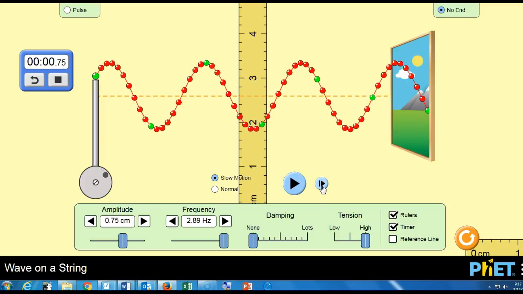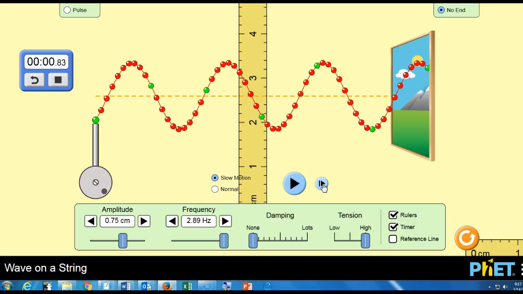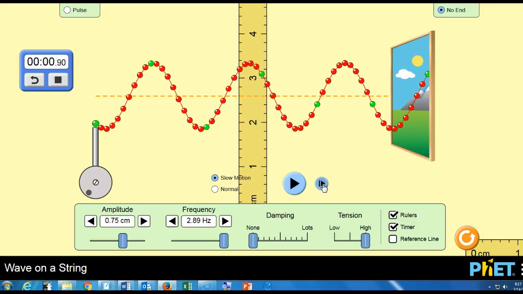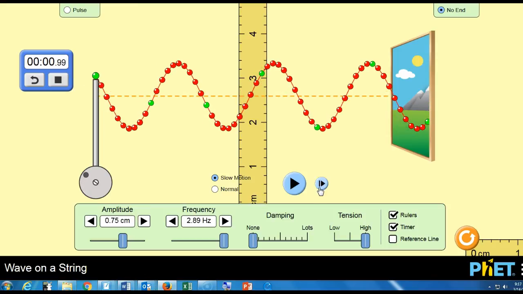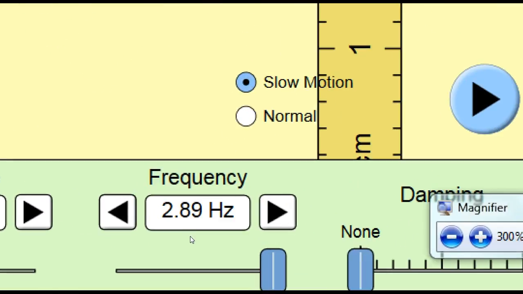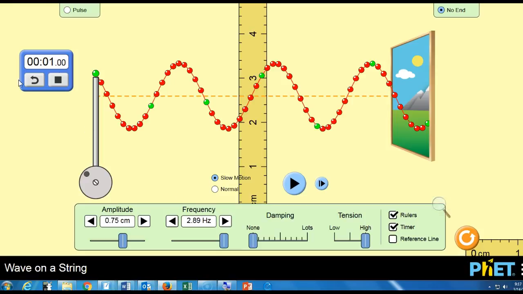So I'm going to step forward. There's a lot of clicks. Maybe I started clicking too early. Okay, in 1 second, we made 2. We're on the third. So what is that, 2.9? Yeah, the frequency is 2.9, because it says right there, 2.89. So it's the number of cycles that we produce per 1 second. I could also do it by watching how many cycles pass a point in space, but I'm not going to show that to you. I think the concept here is clear enough.